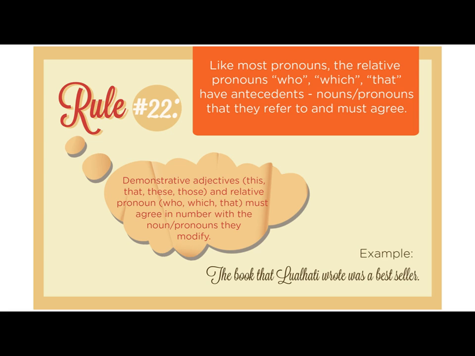Demonstrative adjectives such as this, that, these, those and relative pronouns such as who, which, that must agree in number with the noun or pronouns they modify. Like most pronouns, relative pronouns who, which, that have antecedents. Nouns or pronouns that they refer to and must agree. For example, the book that Laladi wrote was a bestseller.